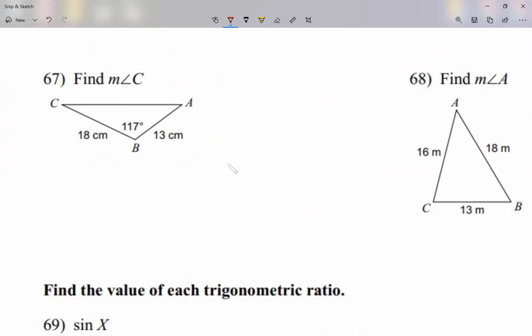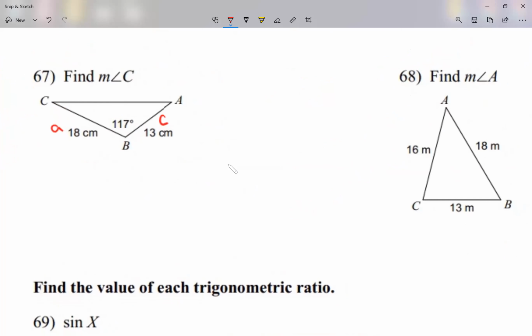Okay, the angle that I have is angle B, but I don't have side B. I have side C and side A. So I cannot use the law of sines because I have angle B, but I don't have the opposite side. So I have to use the law of cosine where I have angle C. So I remember that C squared is equal to A squared plus B squared minus 2 times A times B times cosine of angle C. So I'm just going to type all that in.